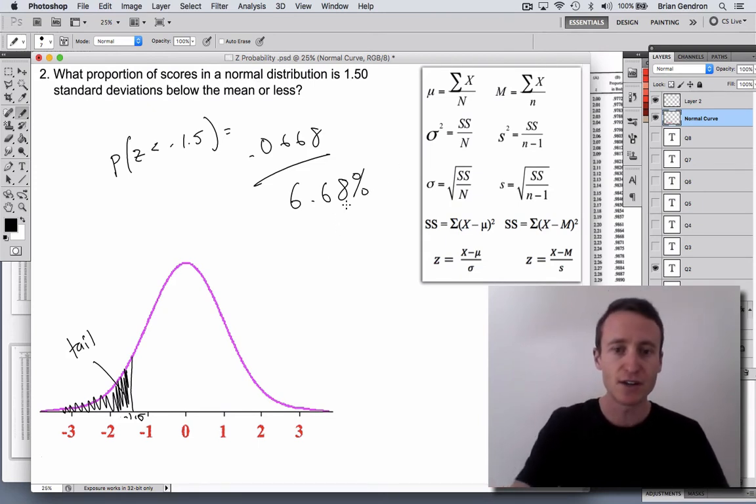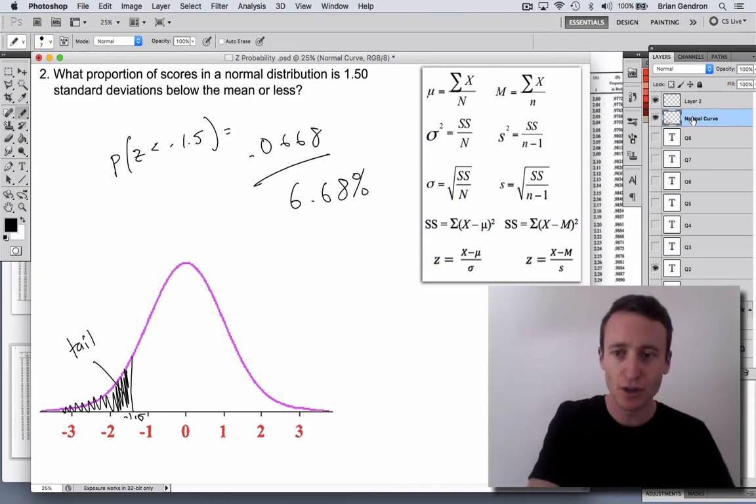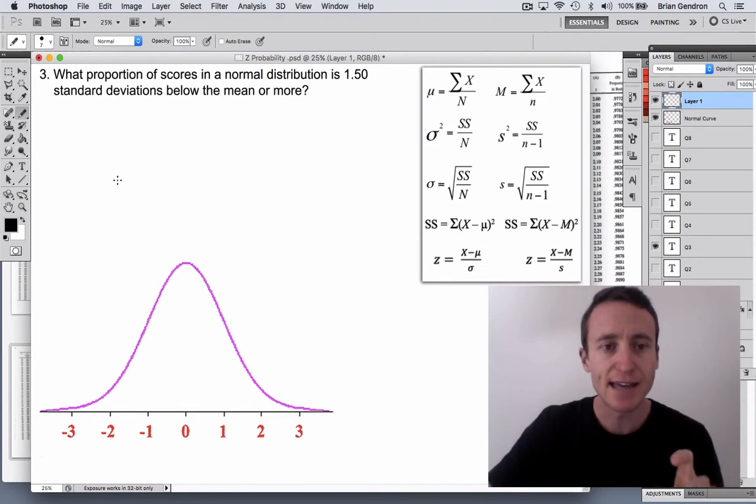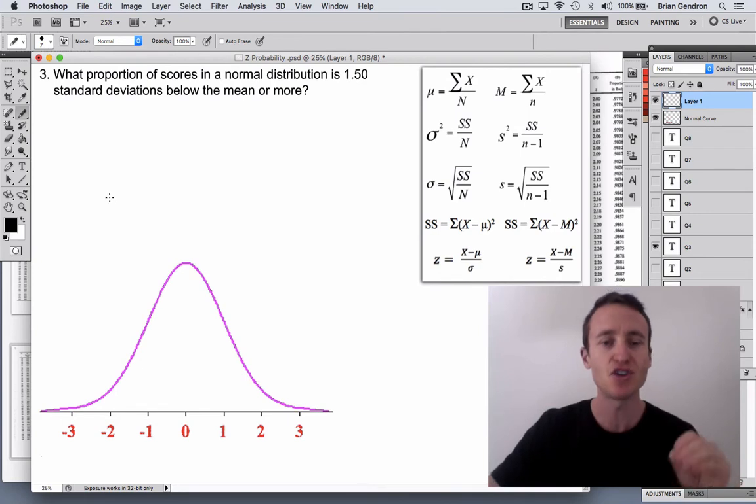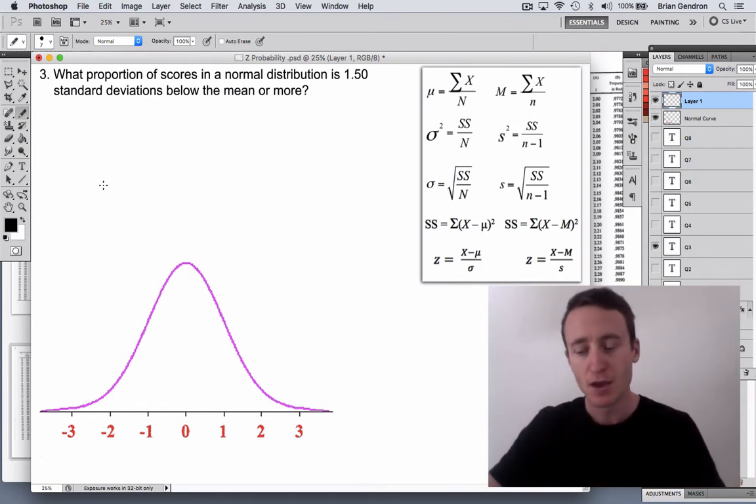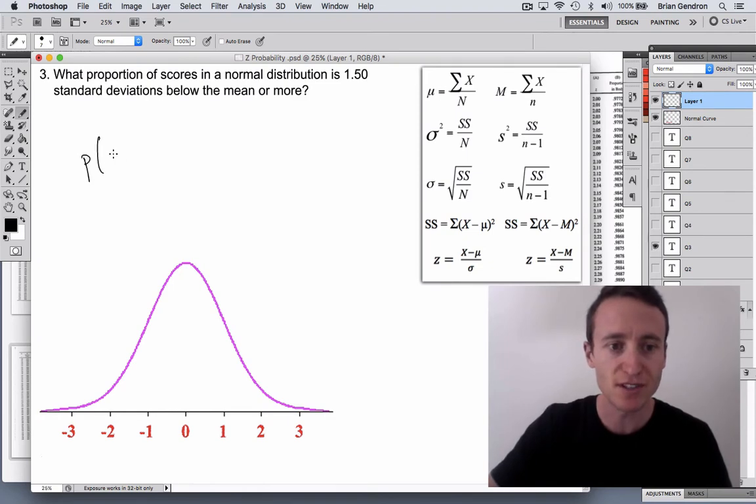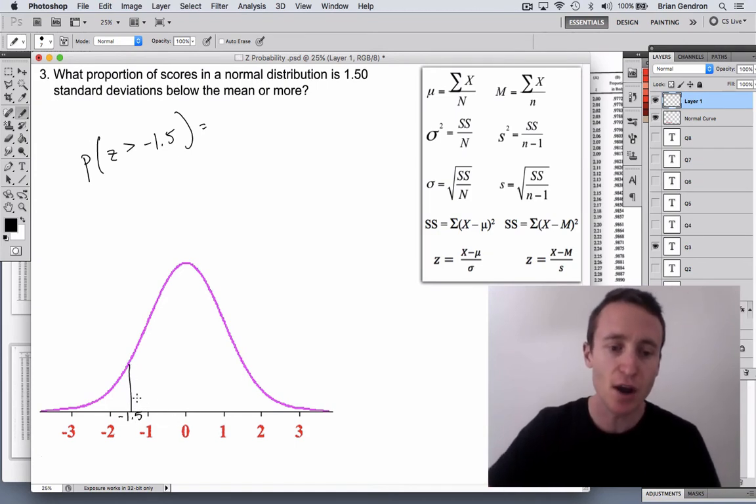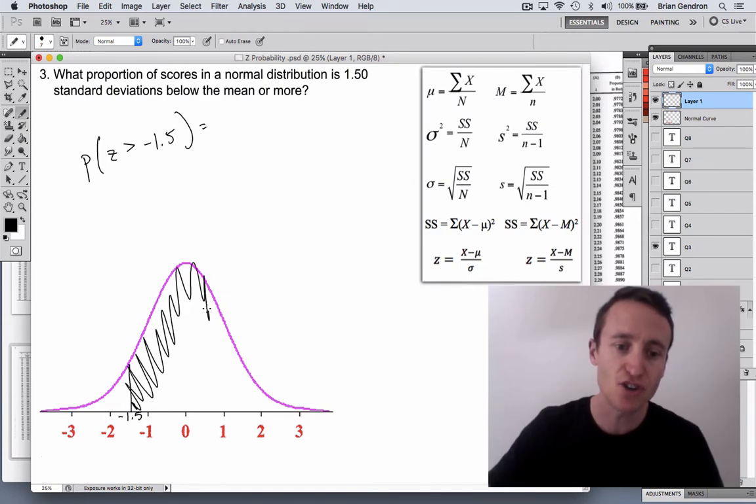Okay, so let's start to look at some additional ways that this could be asked. So in this question, number 3, slightly different. It says, what proportion of scores in a normal distribution is 1.5 standard deviations below the mean or more? So it's going to look like this. What proportion of z-values is greater than negative 1.5? So negative 1.5, again, is the point that is 1.5 standard deviations below the mean. But now we want to know what is the proportion of scores that is larger than that point.